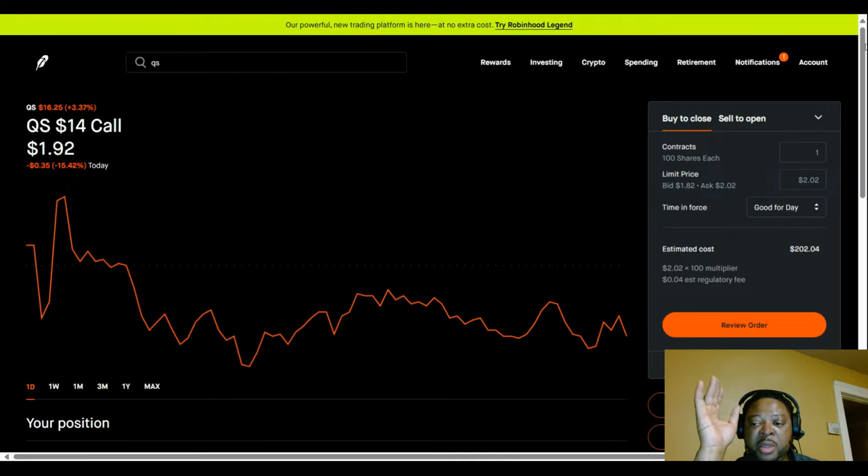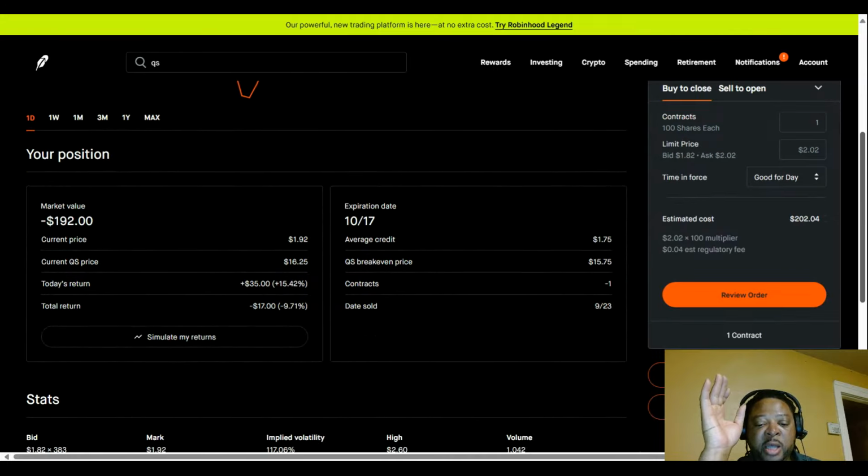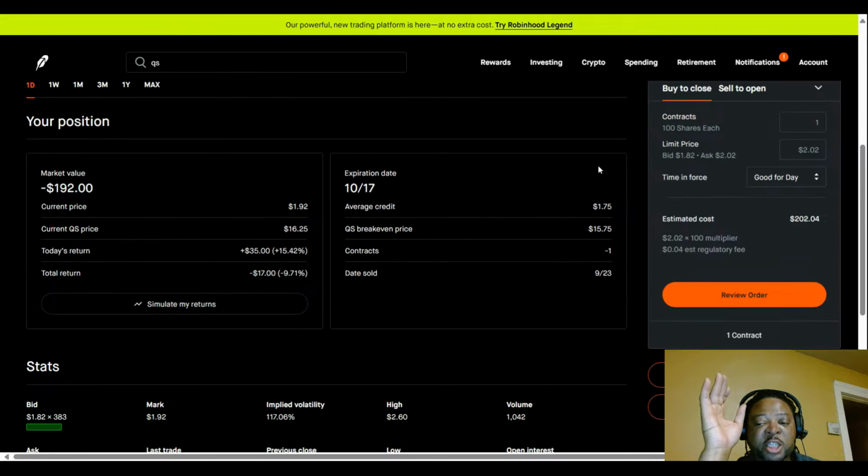Let me see, what am I missing? The reason why I did this is because this is a bearish strategy. So we all know what bulls and bears are. A bull market is when the market is doing good, and the bear market is when the market is doing bad. They get their names from animals.